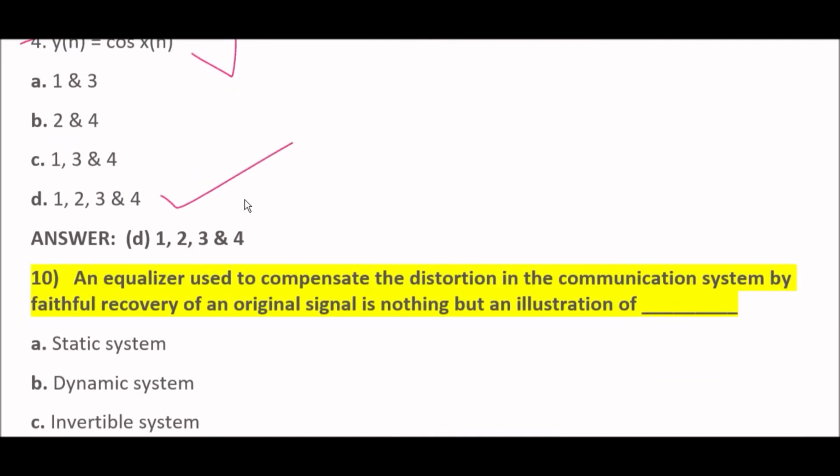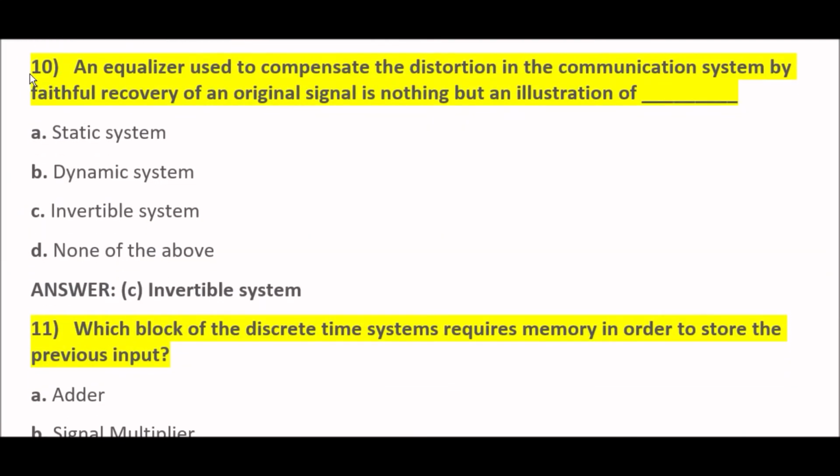Okay. Next question. An equalizer used to compensate the distortion in the communication system by faithful recovery of an original signal is nothing but an illustration of option A, static system, option B, dynamic system, option C, invertible system, option D, none of the above.